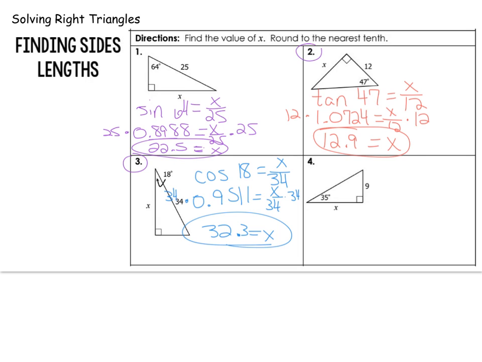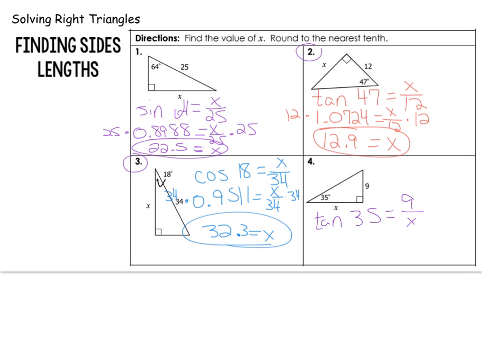So let's look at number 4. It's just a little different, nothing big, but let's see what's going on here. We've got this angle. We have the opposite leg, that's 9. We have the adjacent leg is x. So what is opposite and adjacent? What trig ratio are we going to use? We're going to use tangent, right? So we're going to say the tangent of 35 is opposite, that's 9, over adjacent.